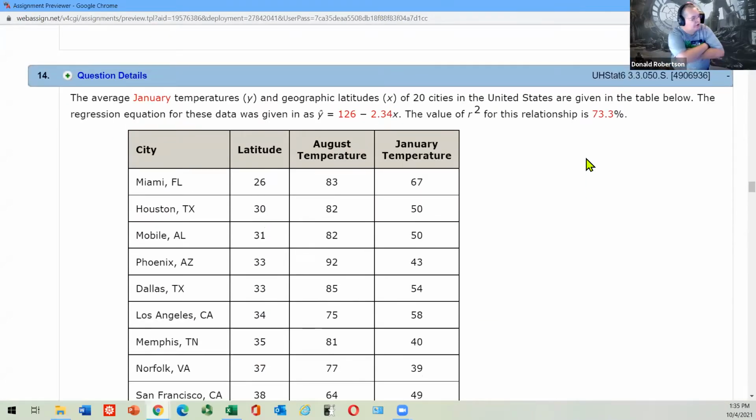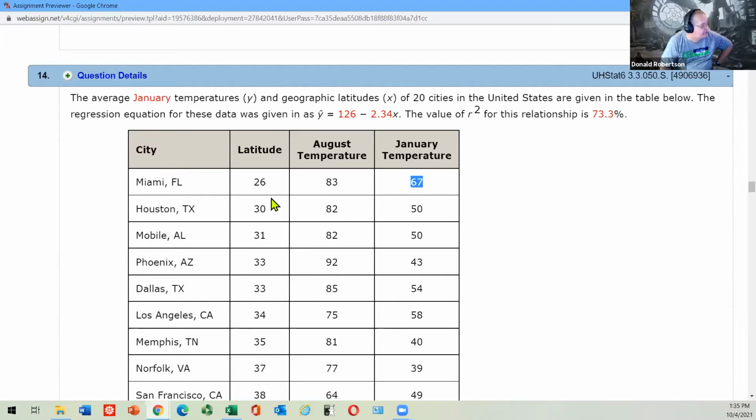We are going to do a question using a big table, which I can't see all of. And they're telling me that R squared is 73.3%. And down at the bottom, they ask you to find R. And I am going to do it two different ways. You can't see it right now, but I'm writing down R squared. Now, it's the temperature in January we're talking about. So I want you to look at the latitude and the January temperature.